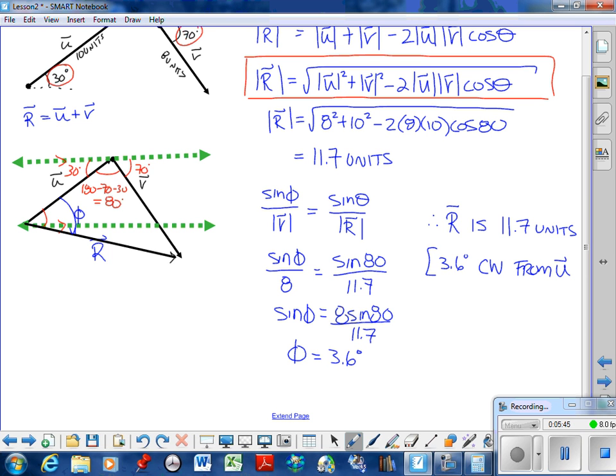So that means that if I was pointing in the direction of the u vector, over here, and I was to rotate clockwise, meaning that direction, I would rotate 3.6 degrees. So actually my resultant looks like this. It's more like that is what the resultant should have been. All right.